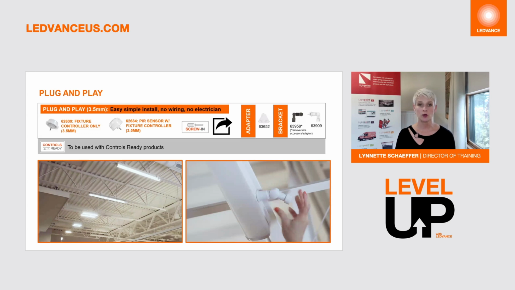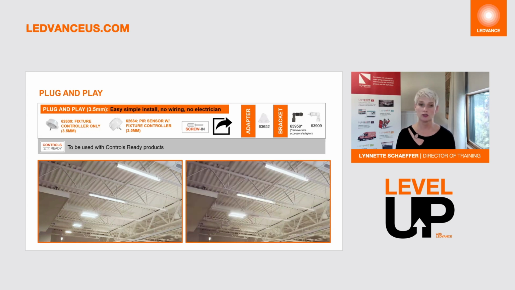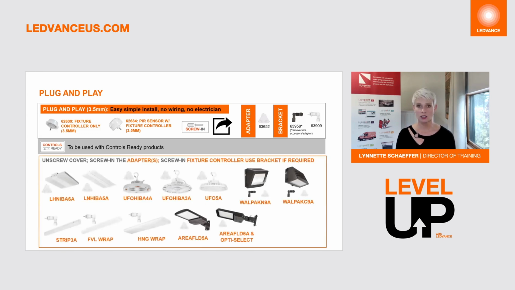In this case, this strip requires an adapter, a bracket basically, that allows you to position the fixture controller with sensor so that it picks up sensing. Otherwise, if it was attached directly to the side of the strip luminaire, it would be facing the wrong direction. So you do need a bracket in that case. But otherwise, all of these, no matter which way you look at it, are controls ready: no electrician, no wiring, simple, easy design. Now, as of October 2024, these are all the products that are controls ready, but of course, we're continuously launching new control ready products. And just keep in mind, some of them do require either the bracket or the adapter or both. So just keep an eye out for that as well.